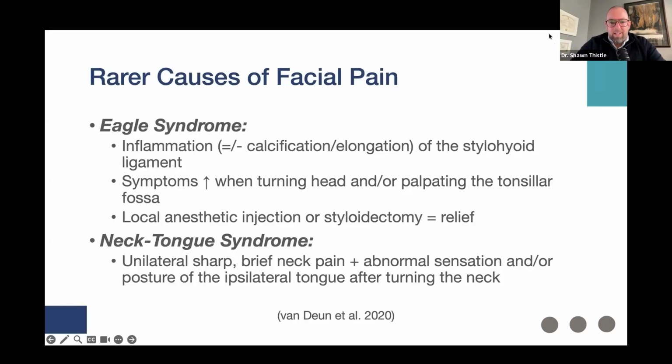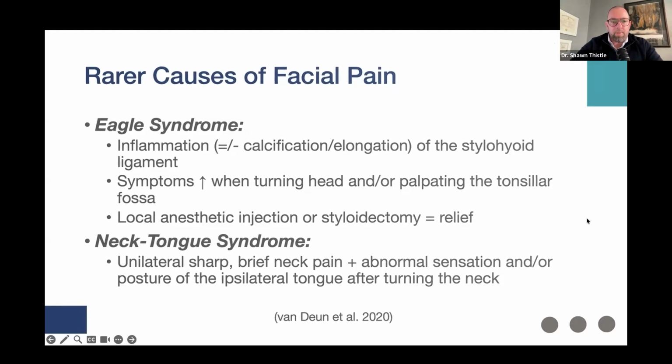And then there's neck tongue syndrome, which you may have not heard of for a while. It's unilateral, sharp, brief neck pain plus abnormal sensation and or posture of the ipsilateral tongue after turning the neck. You could probably go through multiple careers in chiropractic and never see one of those.